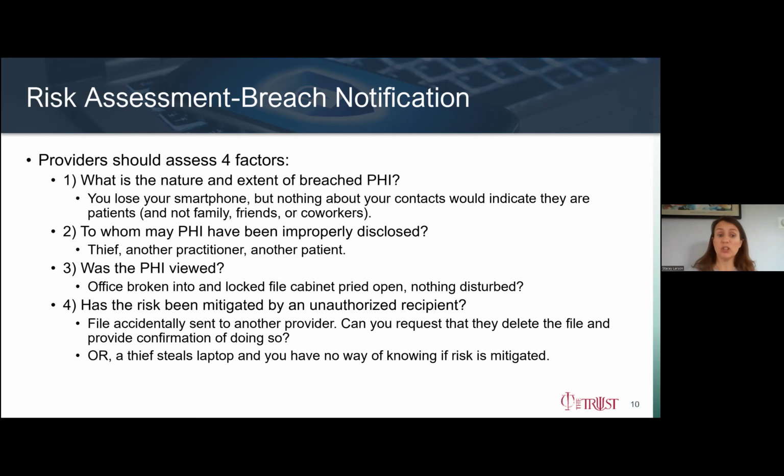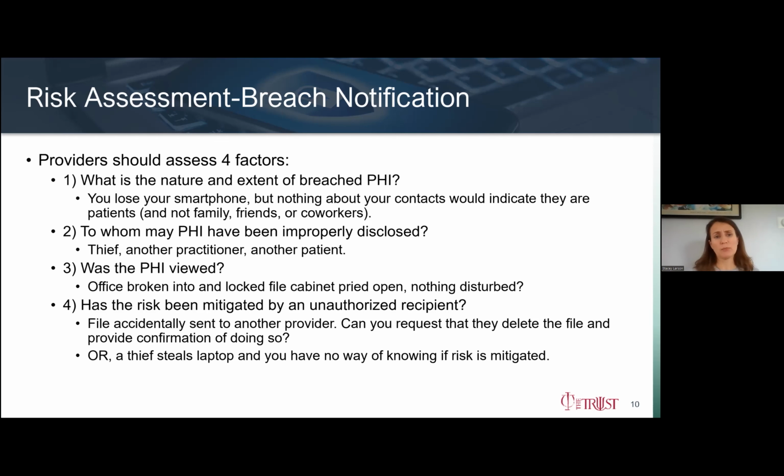Was the PHI, the protected health information, viewed? Office is broken into and a locked file cabinet is pried open, but nothing disturbed? Maybe not. It could have been somebody who was just breaking into a building looking for money. Office broken into, file cabinet pried open, and 2 client files taken. Then there's a pretty good potential that the PHI has been viewed in that instance. Same with electronic files. Somebody hacks into your computer and takes those files. If they're not encrypted, there's a pretty good chance that the protected health information would have been viewed.